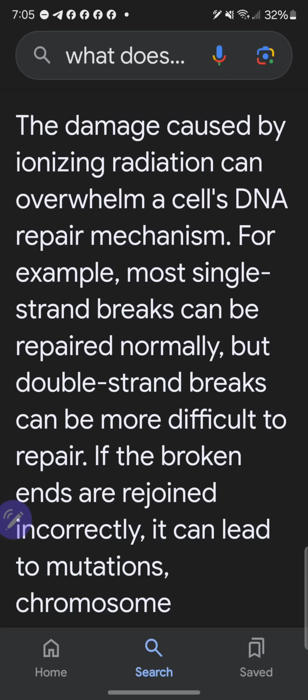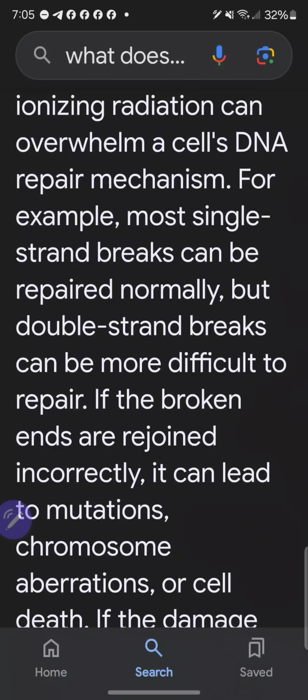Now, I wanted to come back up here, my people, because I want y'all to understand wordplay. Remember, I told you we are a single cell organism, right? They are a complex cell organism. So I want you to listen to this real carefully. The damage caused by ionized radiation can overwhelm a cell's DNA repair mechanism. For example, most single strand breaks can be repaired normally.